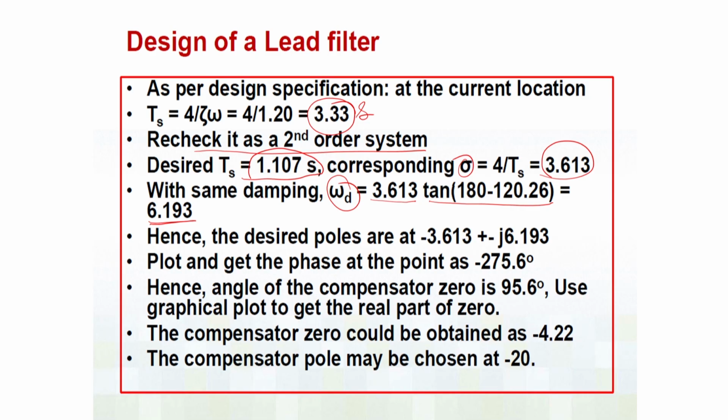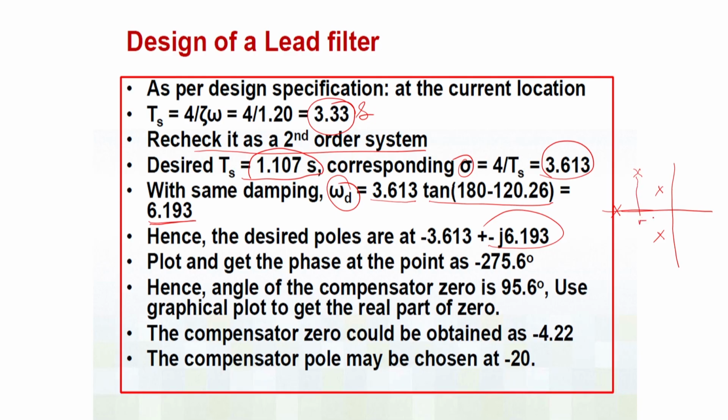So, the desired poles are to be shifted such that they should be at minus 3.613 plus minus j6.193. Now, if I put this desired value, I already have poles here and a pole there, that is the system, and I already know that if I have to reduce the settling time, then I have to add a pole whose real value should be something like 3.613.